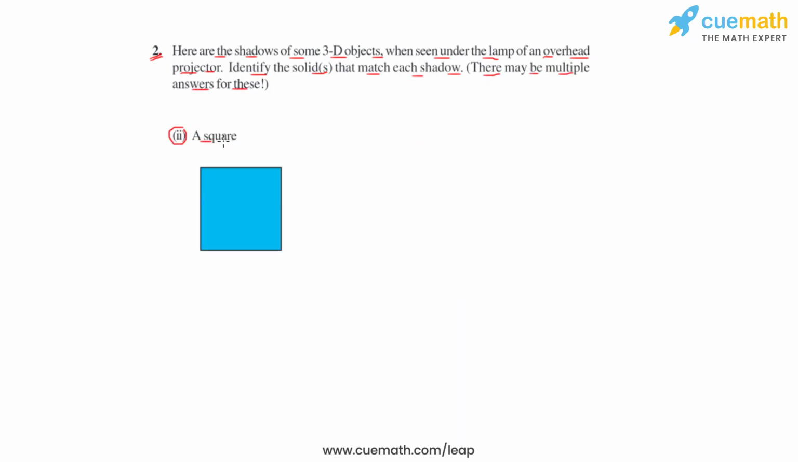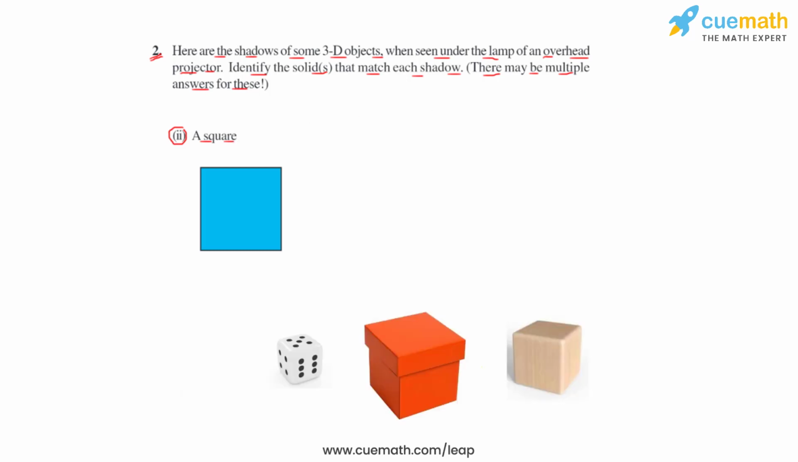So the next shadow is a square, and let us straight away take the examples of the objects which will give this particular shape as a shadow. We have again taken a few objects which we use in our daily life. This is a die, which has all its faces as squares, and it's going to give this shadow when it is placed under a lamp. The next object is a square shaped box, which is again going to give this shadow when placed under a lamp. The next one is a square shaped table, which again will give us this particular shadow when placed under a lamp. Let us see the next shadow for this question.